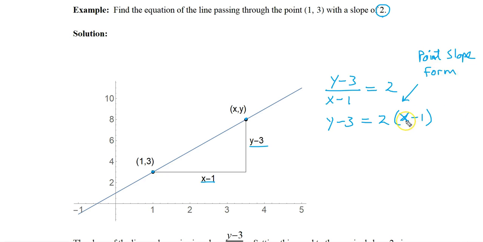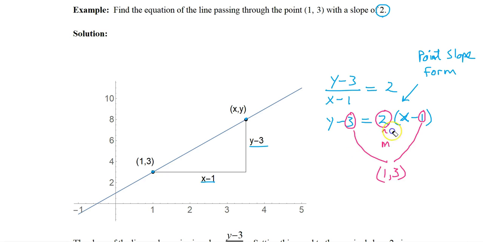Notice here we call it point-slope form because we have the slope 2 right here, and we have the point 1, 3 sitting with the x value and the y value. So this is our slope, oftentimes denoted as the letter m, and the 1, 3 that forms our point right there. So this is called the point-slope form for the equation of a line.